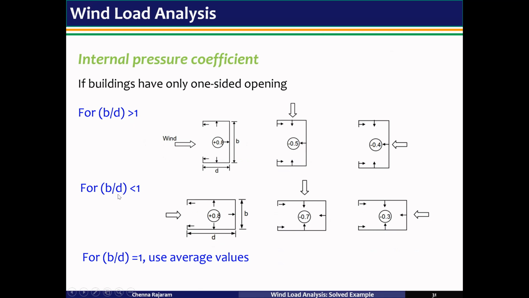Now the other case is B by D less than 1. So for B by D less than 1, if wind is acting in this direction, then the coefficient value is taken as 0.8.